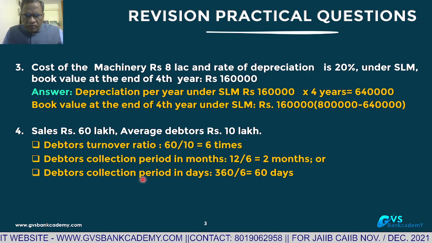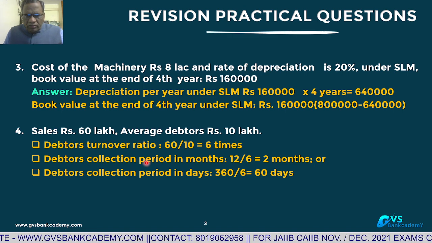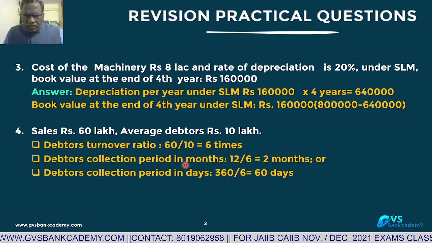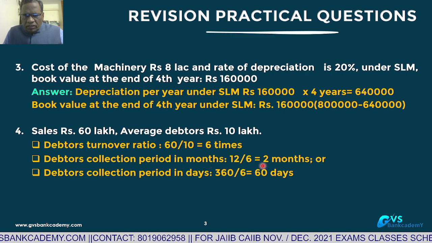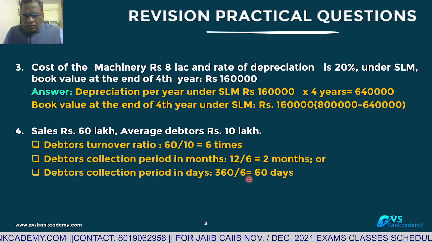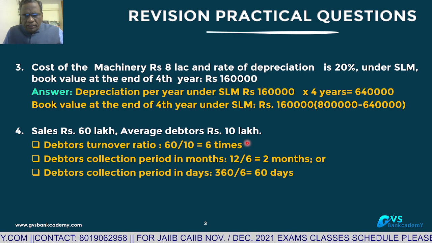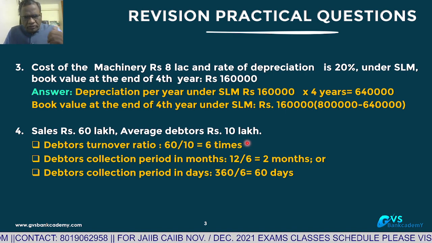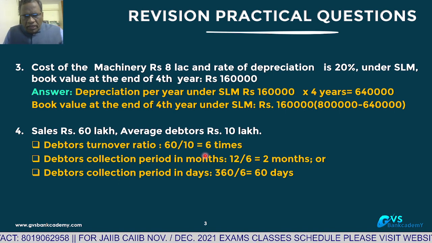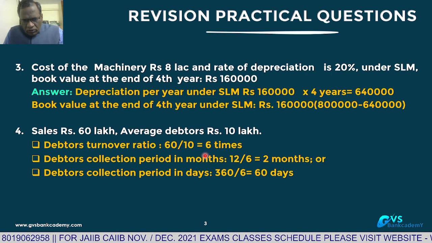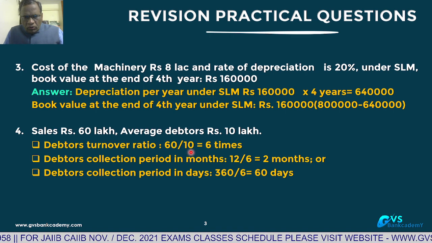That is one step. Second step, how much collection period the company is giving. What is the collection period in months? 2 months. After credit sales, the company is recovering from the debtors within 2 months or within 60 days. Higher the turnover ratio means higher the sales, brisk sales. Debtors collection period is always lesser. Higher the debtors turnover ratio means lower is the collection period. Opposite. Higher turnover ratio leads to lower collection period.